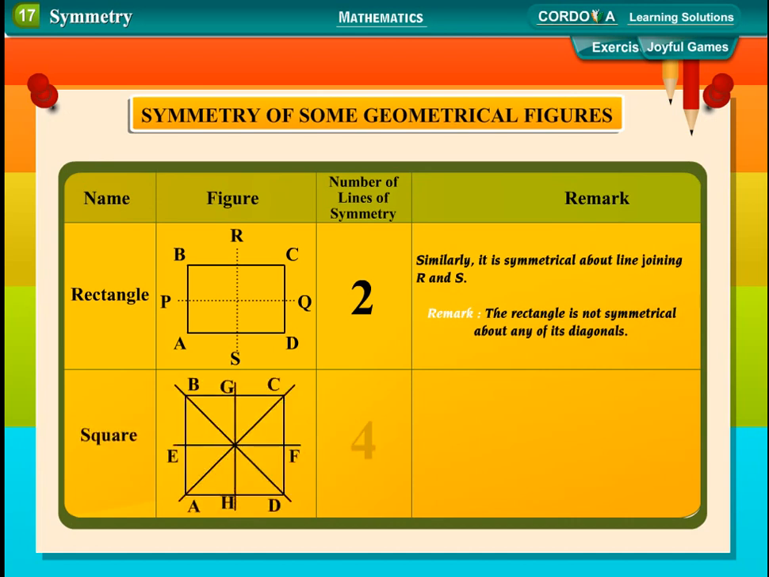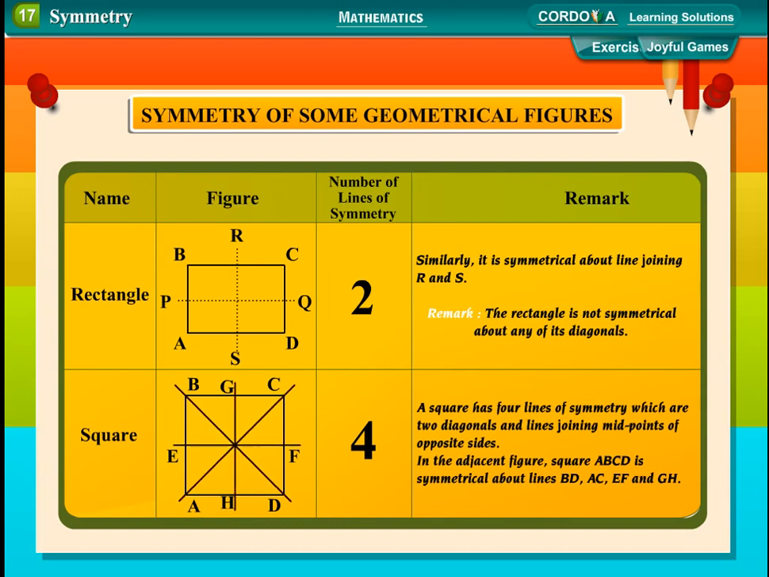Square. A square has 4 lines of symmetry, which are 2 diagonals and lines joining midpoints of opposite sides. In the adjacent figure, square ABCD is symmetrical about lines BD, AC, EF and GH.